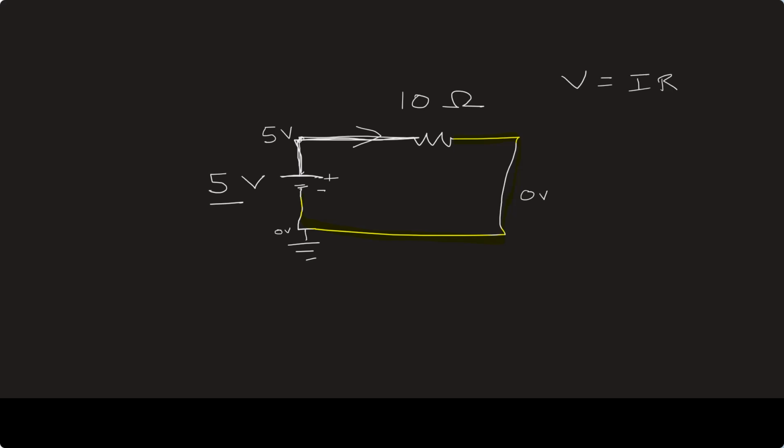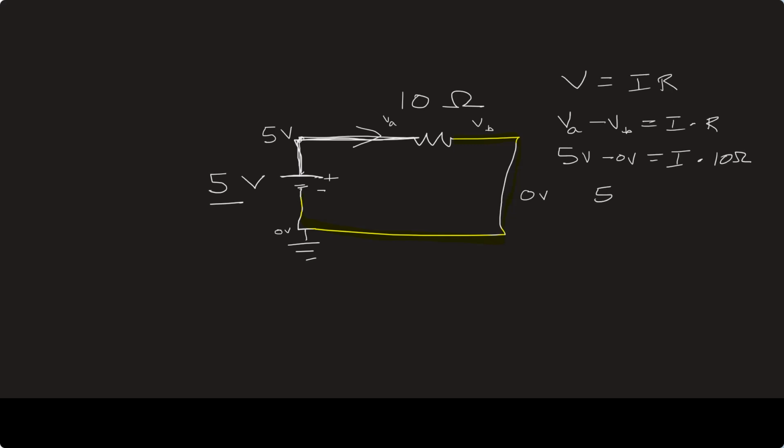So if we want to find the current across the resistor, then this voltage means the voltage on the starting side, call that VA, minus the voltage on the ending side, call that VB, and that's what we mean by voltage. And that equals the current times the resistance. So VA, the starting side, is 5 volts. The ending side is 0 volts. And that equals the current times 10 ohms.